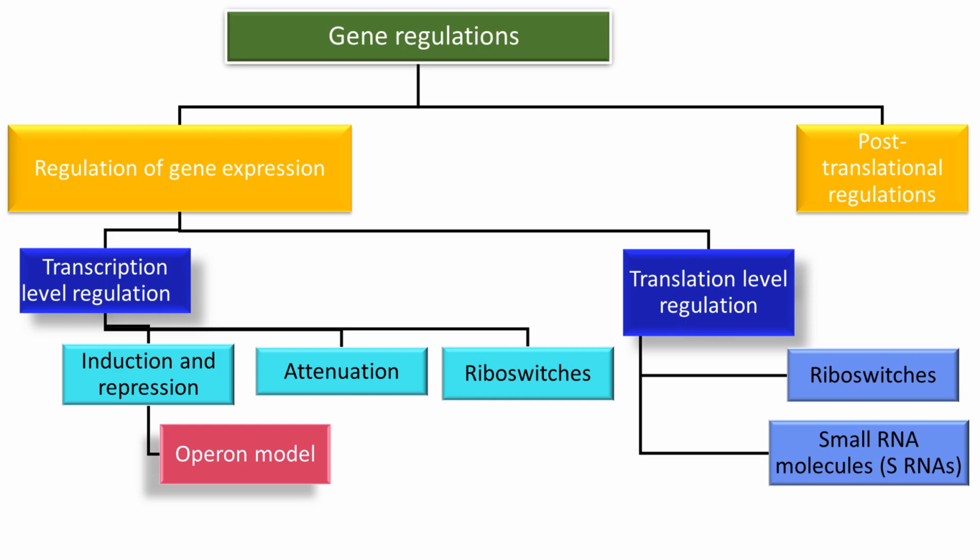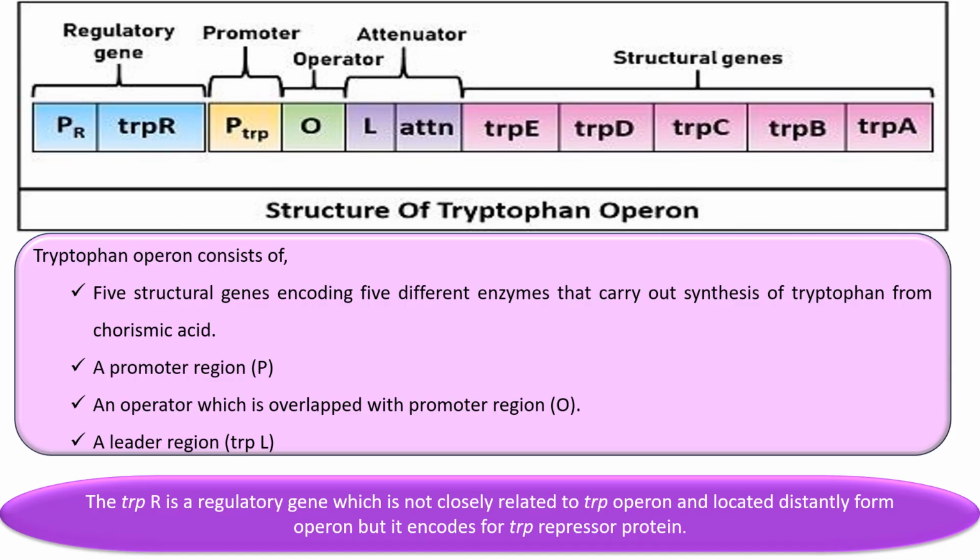The tryptophan operon of E. coli controls the synthesis of enzymes that catalyze the biosynthesis of the amino acid tryptophan. There are 5 different structural genes that encode different enzymes which convert chorismic acid to tryptophan, whose expression is regulated by the tryptophan operon. As far as the structure of the tryptophan operon is concerned, there are 5 different structural genes: trpE, D, C, B, and A. Each encodes a different enzyme responsible for the conversion of chorismic acid into the amino acid tryptophan.